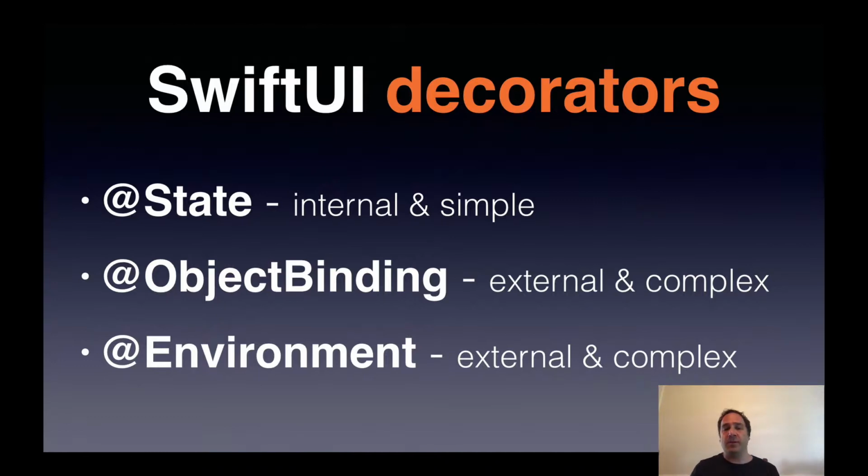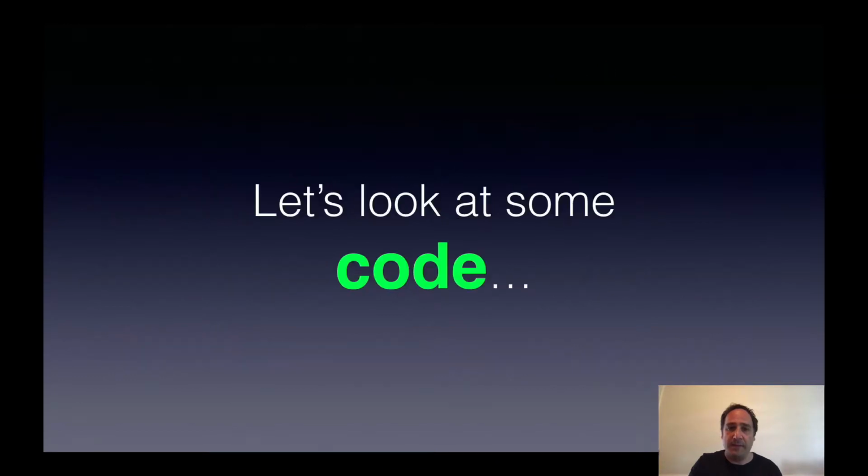@ObjectBinding, when it's external and complex, and we're really just doing some direct communication, is most appropriate for a master detail kind of situation. And @Environment, which is when the variable is going to be external and complex, is most appropriate when we're going to be passing values multiple levels down the hierarchy. So let's go ahead and look at some code.